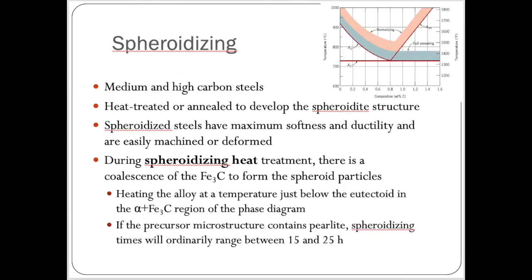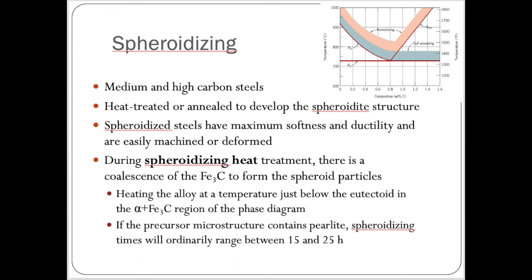Spheroidizing. Medium and high carbon steels having a microstructure containing even coarse pearlite may still be too hard to conveniently machine or plastically deform. These steels, and in fact any steel, may be heat treated or annealed to develop the spheroidite structure. Spheroidized steels have a maximum softness and ductility and are easily machined or deformed. The spheroidizing heat treatment, during which there is a coalescence of Fe3C to form the spheroid particles, can take place by several methods.